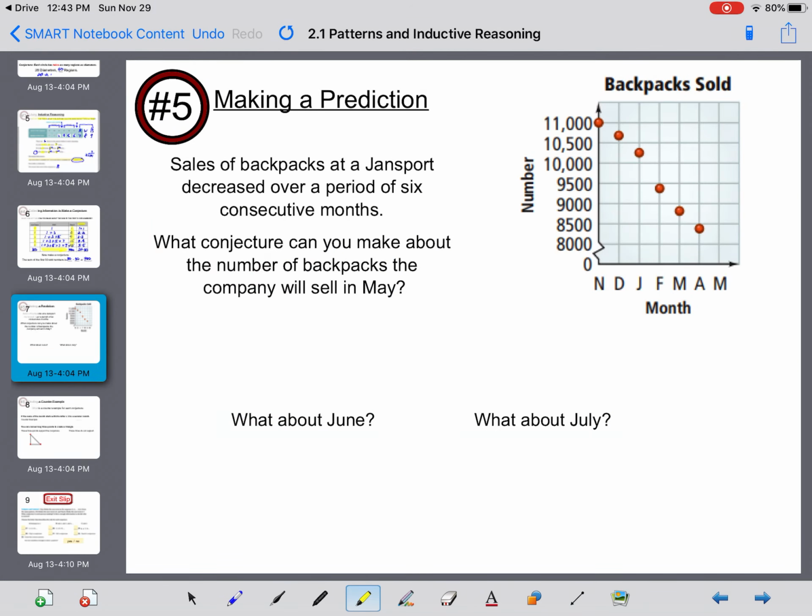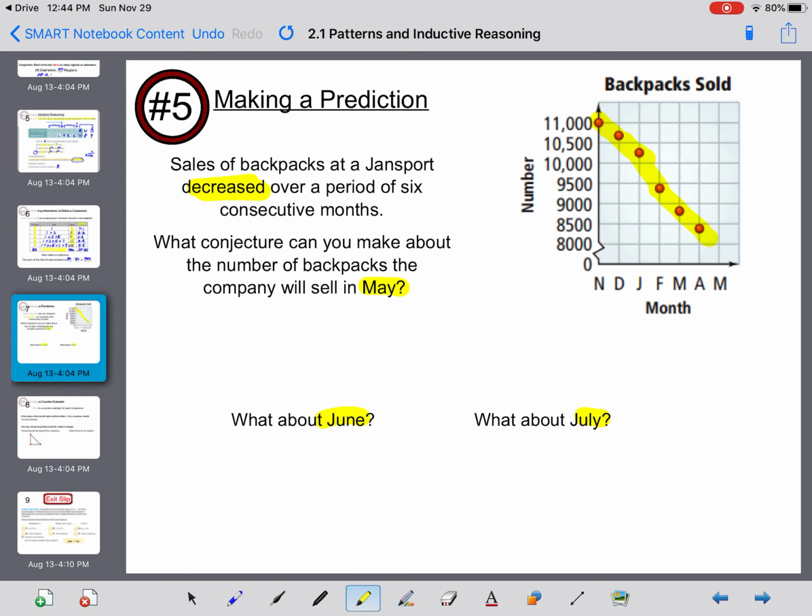Making a prediction. It says sales of backpacks at Jansport decreased over a period of 6 consecutive months. What conjecture can you make about the number of backpacks the company will sell in May? What about June? What about July? So if we notice, the sale of backpacks is decreasing, right? That was stated in the given information. If you check in the chart or the graph, it's also decreasing.